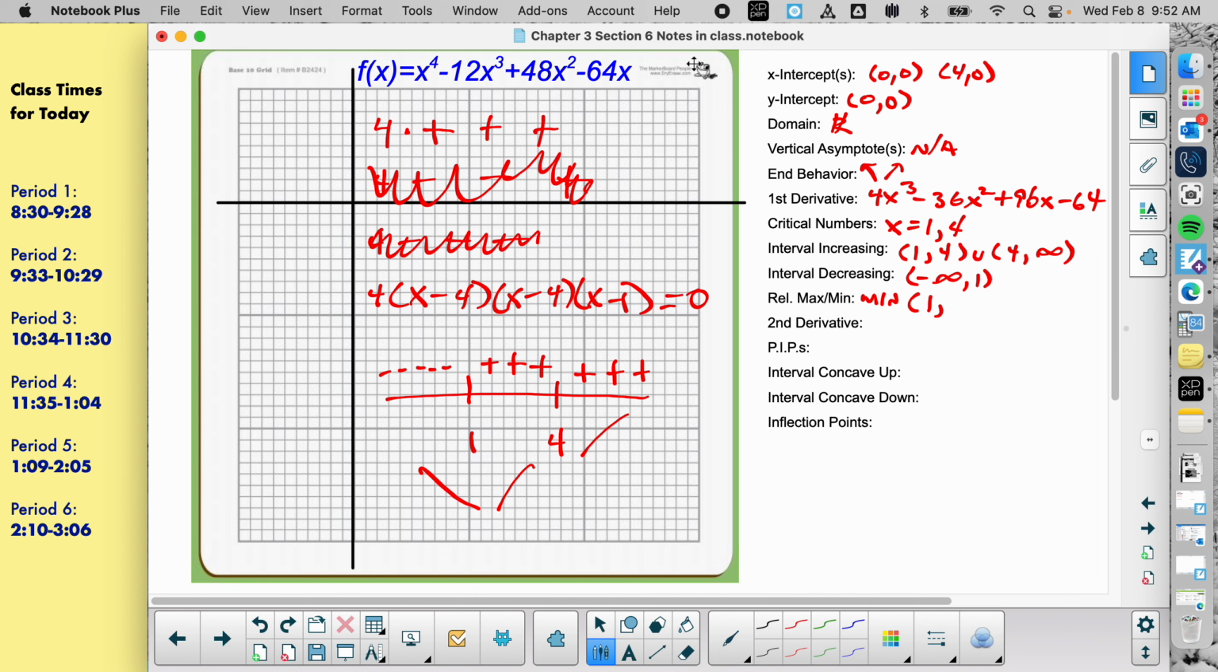So I'm going to plug 1 into the original function to see what I get. 1 minus 12 would be negative 11 plus 48. Oh, boy. 37. 37 minus 64. Okay. It's been a long time since I did this. Negative 27. So my minimum is at (1, negative 27). 4 will not be anything. It's just going to be a flat spot.